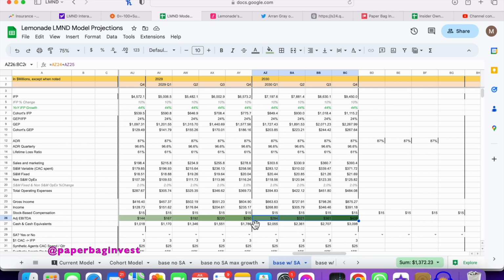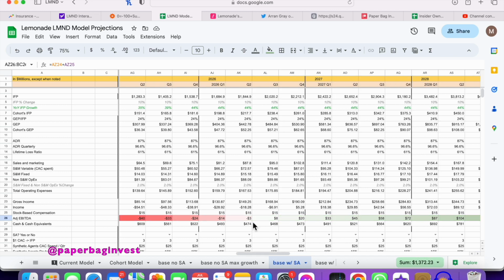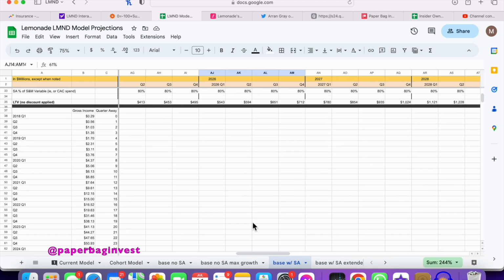So that's what the synthetic agents really do, is they're pulling the profitability forward because you're fueling growth, but your operating expenses and other fixed expenses are very, very slim. And again, this is all assuming a lifetime loss ratio of 61%, which is cascading through each of these cohorts.